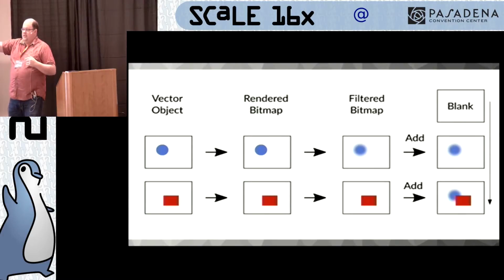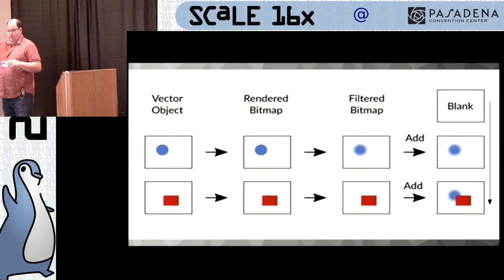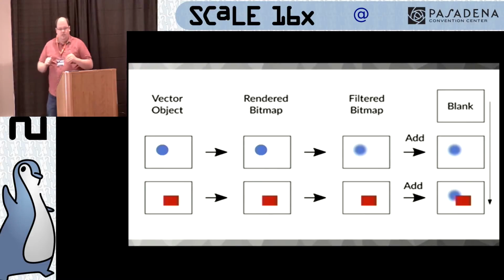It's a vector object. It gets rendered into a bitmap. Then we run a filter on that bitmap, and then we put it onto the blank image. What that allows us to do is modify this pipeline of the object as it's coming through and getting rendered, and to do different things. In this case, we've got our same blue circle as before, but we blurred it after it became a bitmap. We created the original bitmap that wasn't blurred, we applied the blur filter, and then we composed it onto the images.